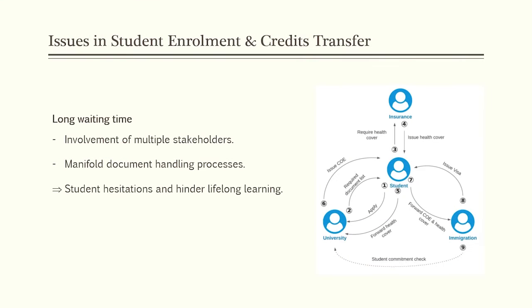I would like to go a little bit deeper into the issues faced by the current system. First of all, it is long waiting time. This issue is caused by the involvement of multiple stakeholders in academic processes. The typical example is the enrollment process, which can be found in the diagram on the right hand side.